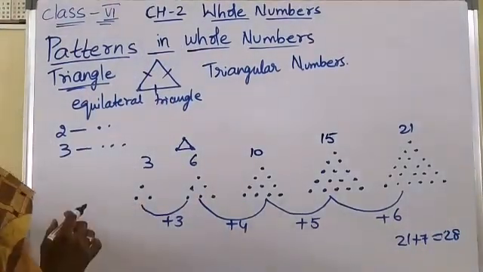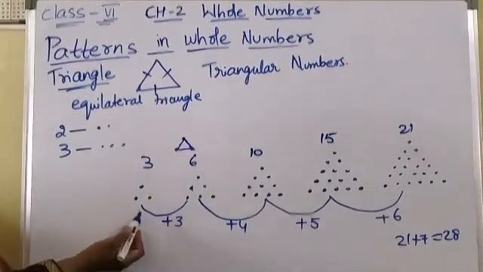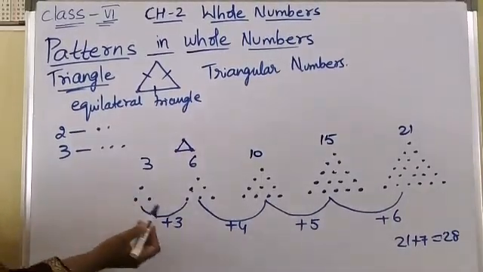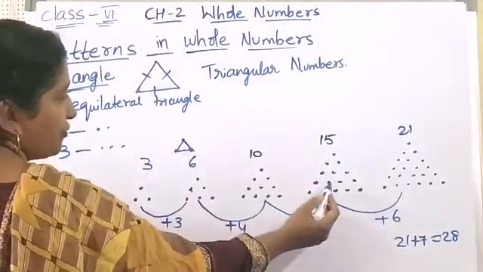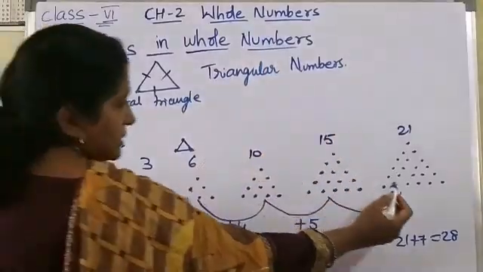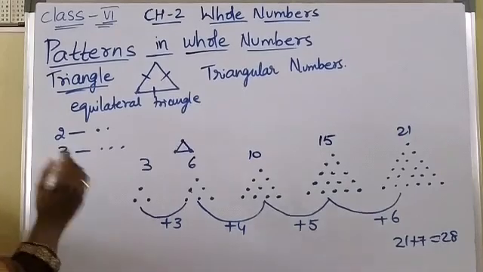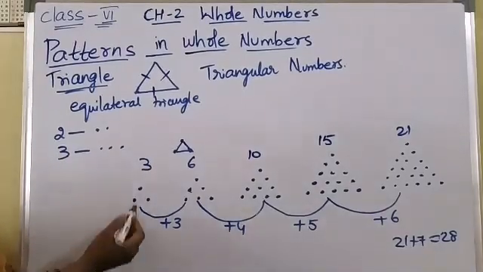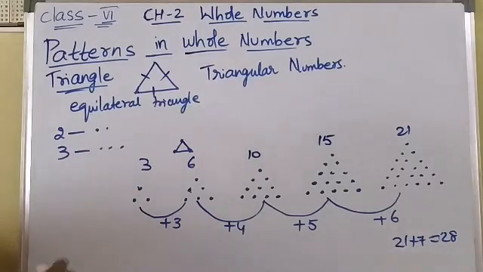If you observe, the number of dots in the rows, starting from the bottom row, should be like 2, 1; 3, 2, 1; 4, 3, 2, 1; 5, 4, 3, 2, 1; 6, 5, 4, 3, 2, 1. And the top row should always have 1 dot. If you observe, the top row is always 1. So these are the triangular numbers.